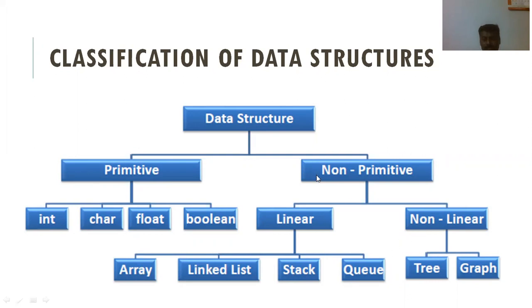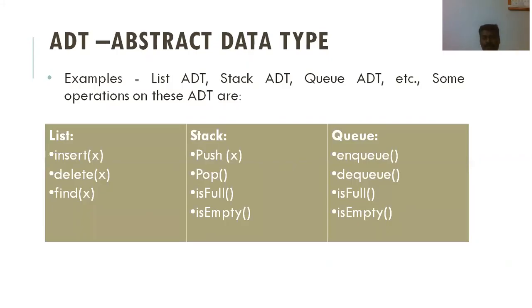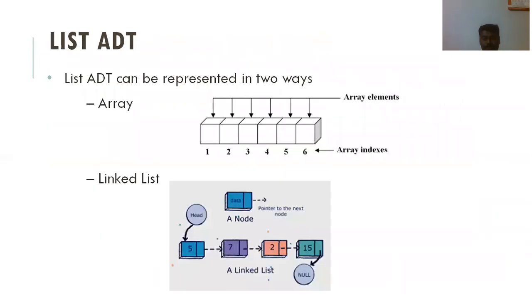Now, most of the concepts you use are under the non-primitive data structures, with linear and non-linear data types. An abstract data type is a set of operations on linear and non-linear data structures. A few examples of abstract data types with operations are list, stack, and queue. Then you have two important ways of implementation: array and linked list. Array is a static memory allocation method, and linked list is a dynamic memory allocation method.